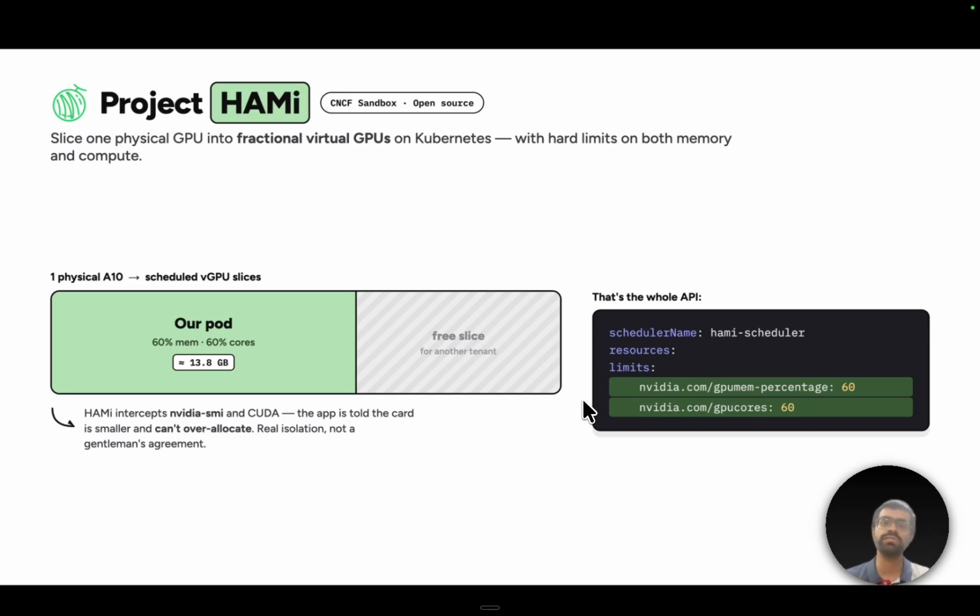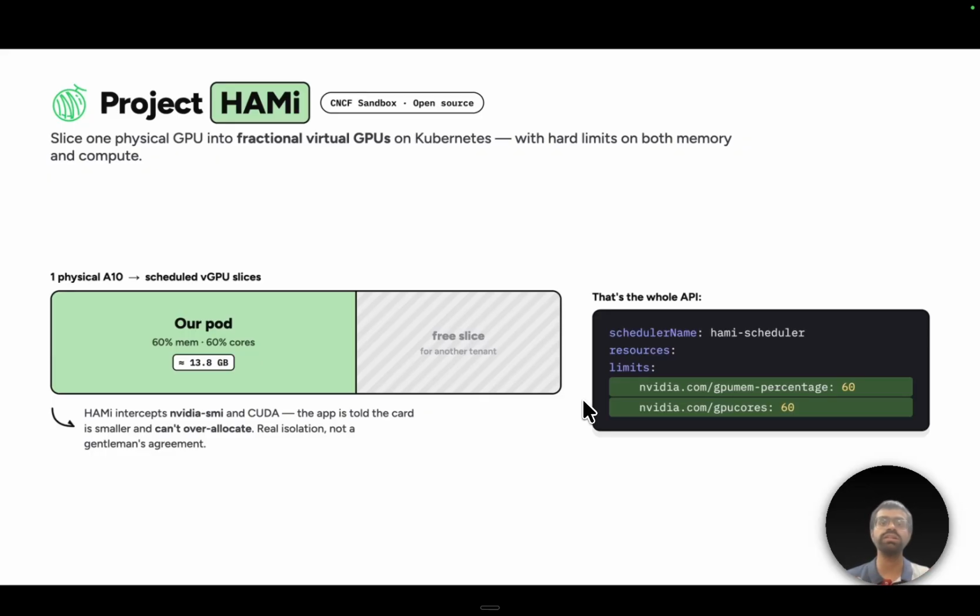So in order to circumvent some of these problems, let's talk first about Project HAMi, the Heterogeneous AI Computing Virtualization Middleware. It's a CNCF sandbox project that recently got incubated, fully open source. And what exactly does HAMi do, in one sentence? It lets you slice a single physical GPU into fractional virtual GPUs and schedule them on Kubernetes with hard limits on both the memory and the compute.